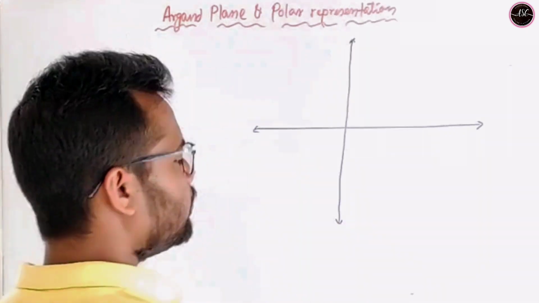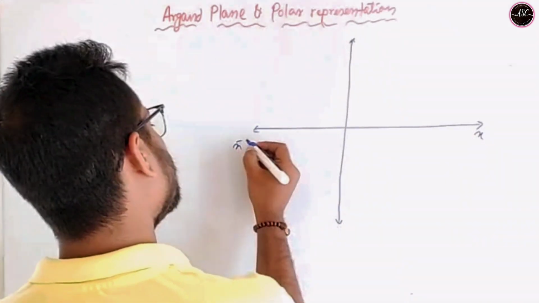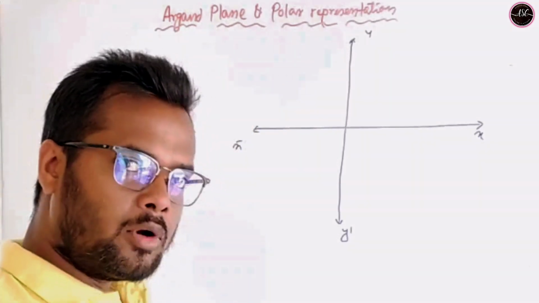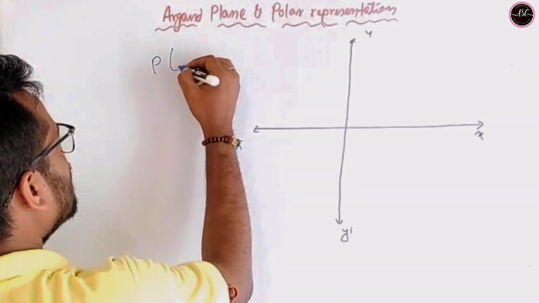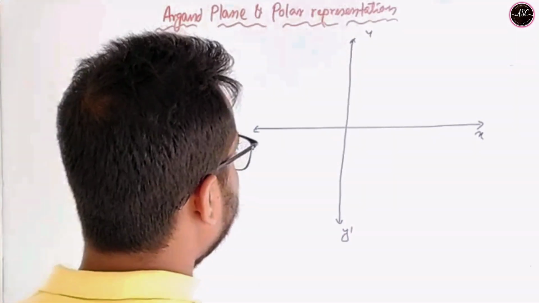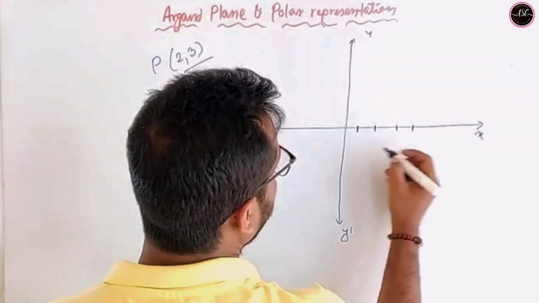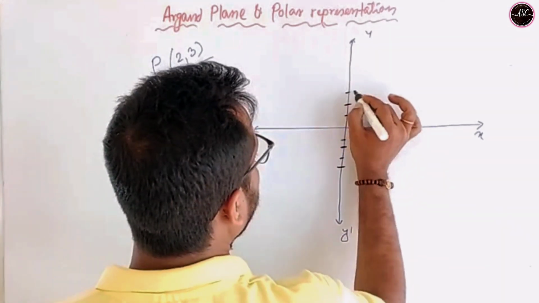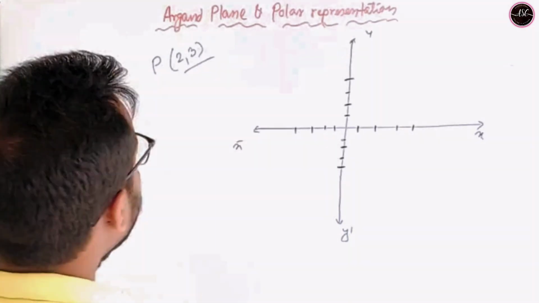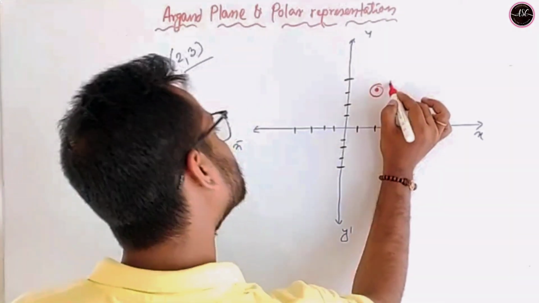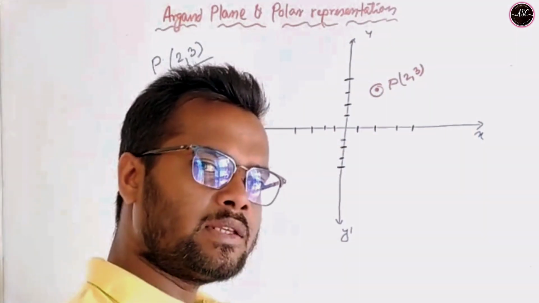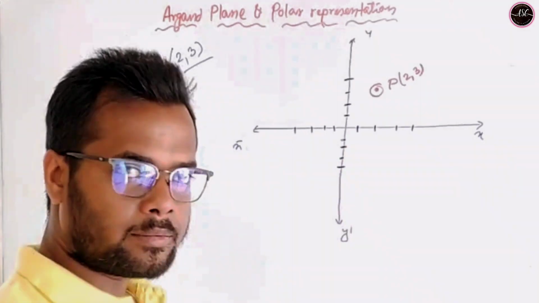In coordinate geometry we know this is x dash, this is y, this is y dash. Okay. In real numbers, some ordered pair, suppose P equal to 2, 3. The coordinate of P is 2, 3. So we can represent this in the xy plane, 1 2 3 4, 1 2 3 4, 1 2 3 4, 1 2 3 4. Okay. So now the P can be expressed as 2 and here 3. So this is the point 2, 3. Okay. Similarly, we can express more points in the xy plane.